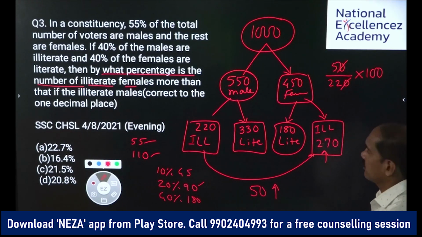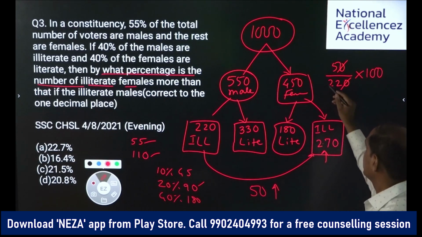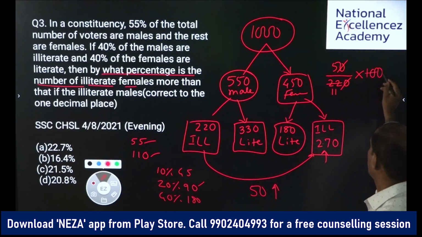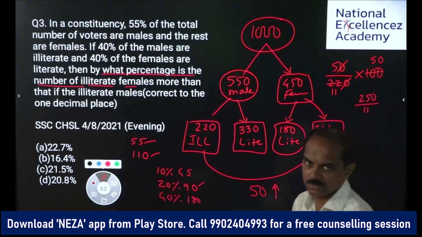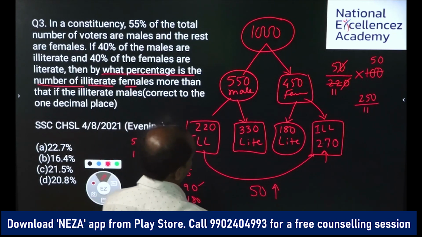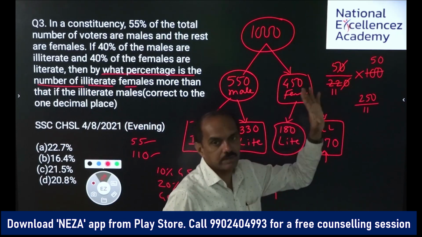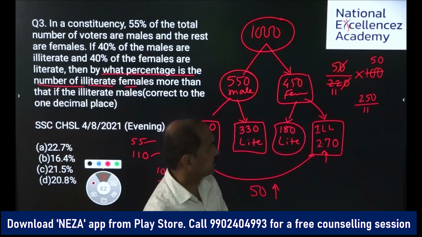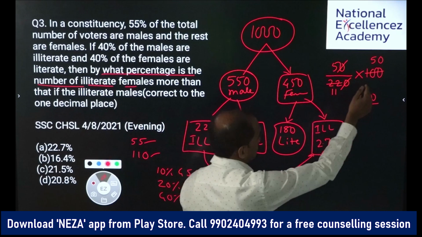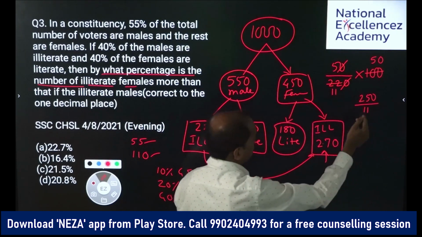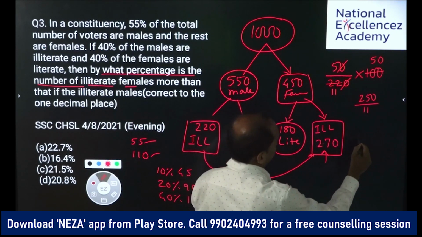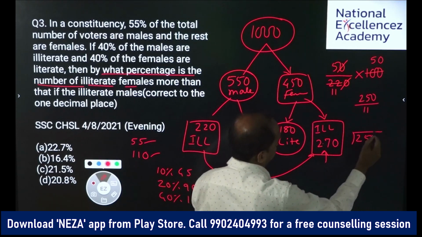0 0 will get cancelled. 2 11s are 22, 250s are 250 divided by 11. This will give you the final answer. Okay. 250 divided by 11. For every 220, 50 is more. For every 100, how much? That is the meaning of percentage. 0 0 will get cancelled. 2 11s are 22, 250s are 250 divided by 11. 250 divided by 11. 11 2s are 22.